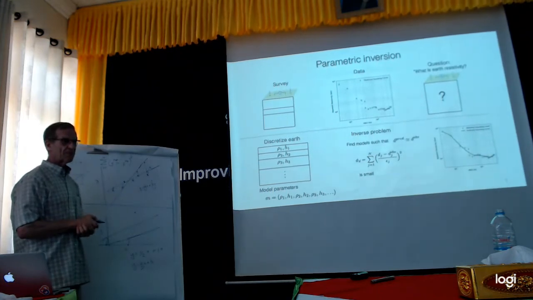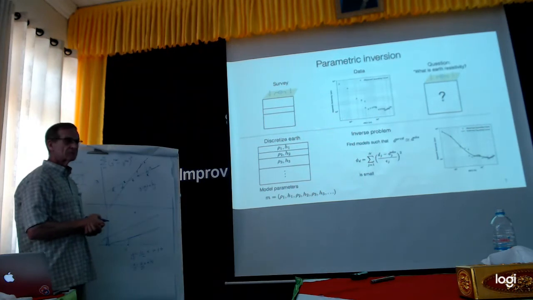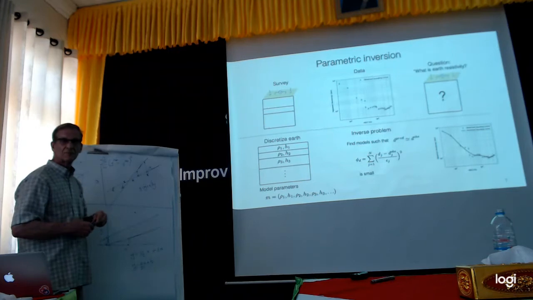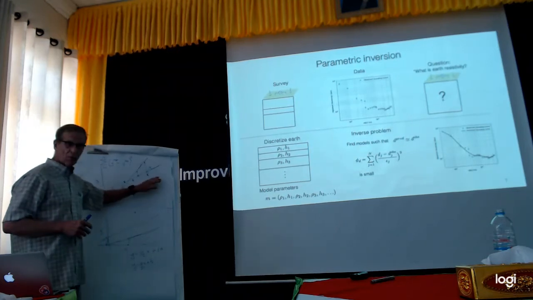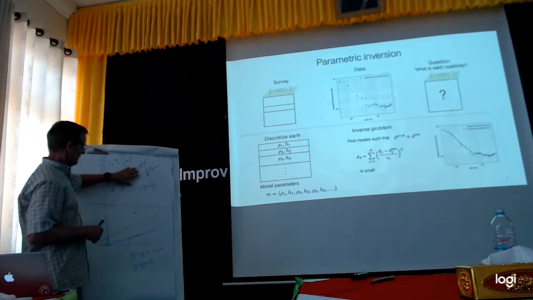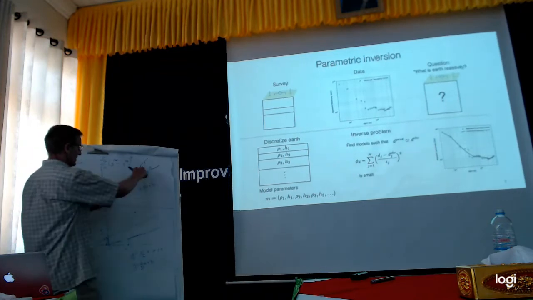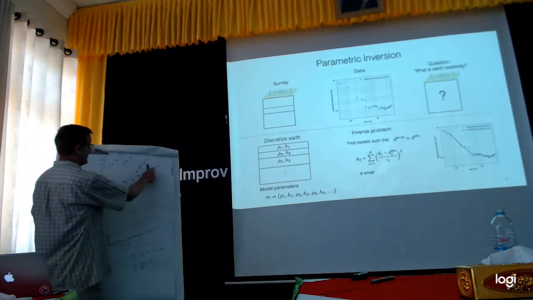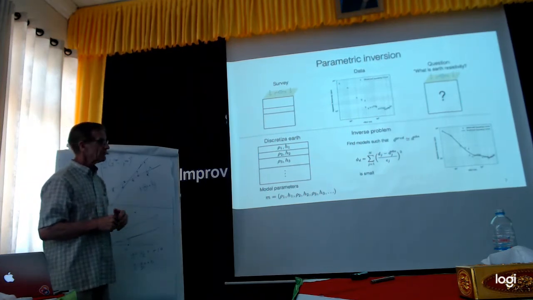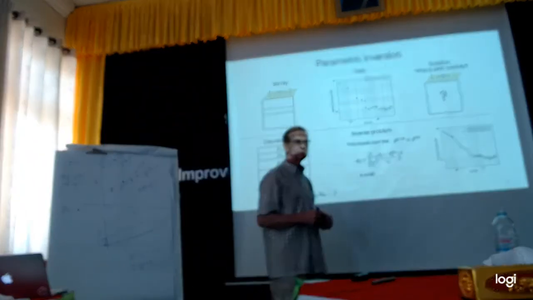So for a line like that, the points are very far away, so the misfit is very large. So what is usually done is to say I'm going to find the best parameters A and B such that I fit these data as closely as possible.